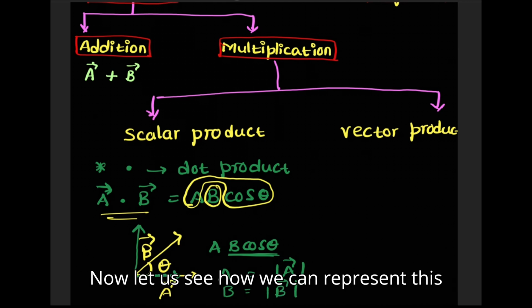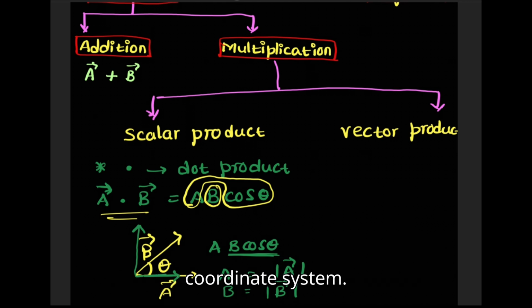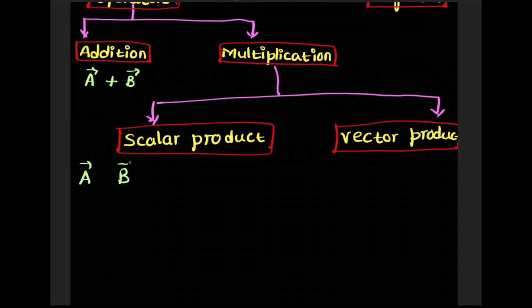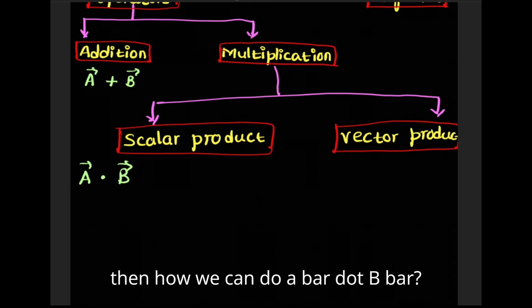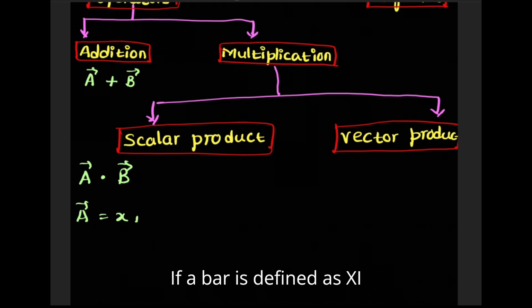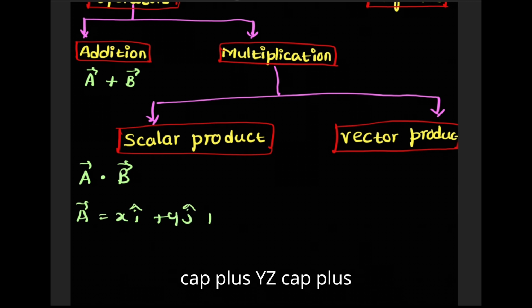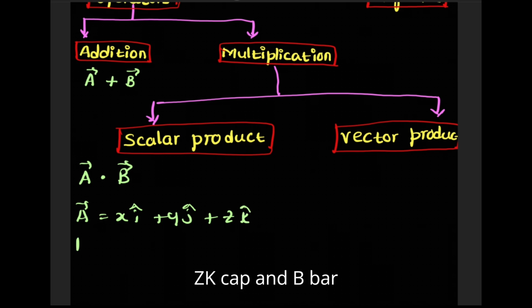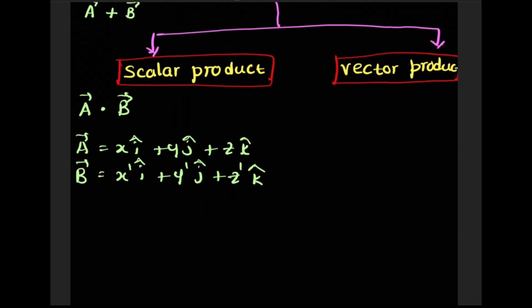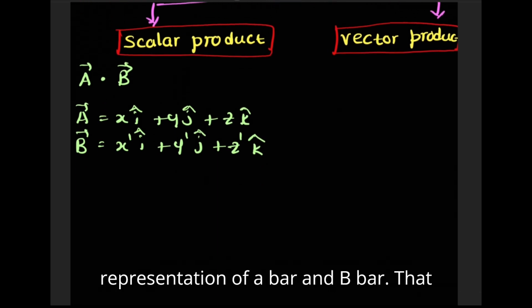Now let us see how we can represent this in component form along the Cartesian coordinate system. If we have two vectors a bar and b bar, then how can we do a bar dot b bar? If a bar is defined as x i cap plus y j cap plus z k cap, and b bar as x prime i cap plus y prime j cap plus z prime k cap. So now this is the component representation of a bar and b bar.